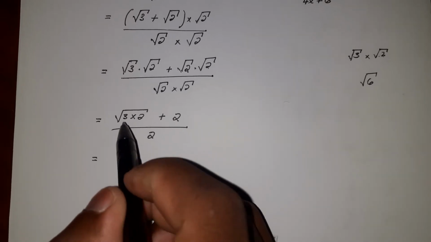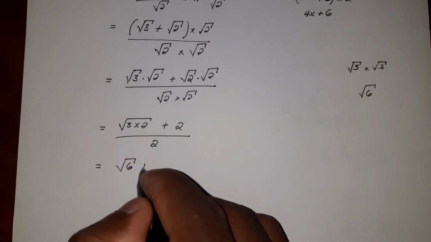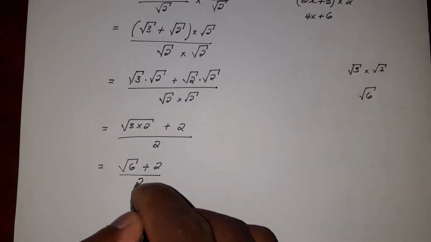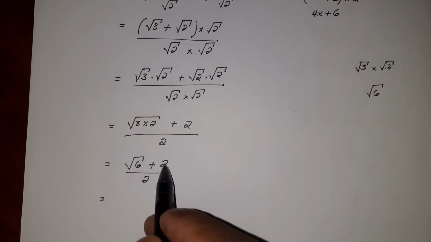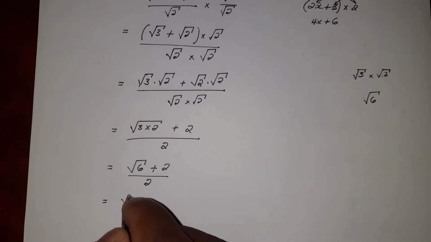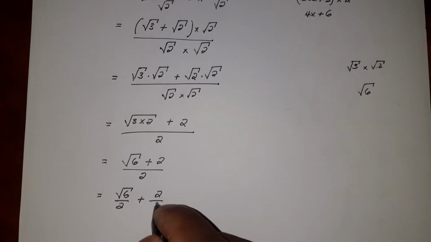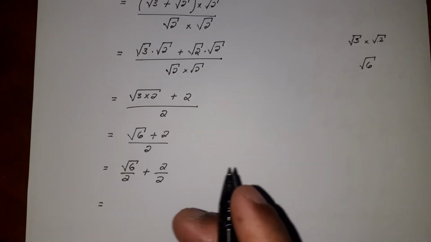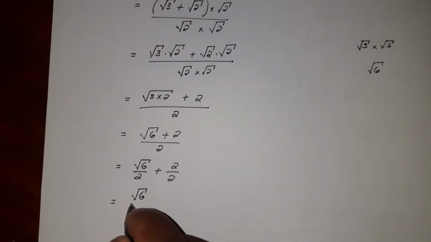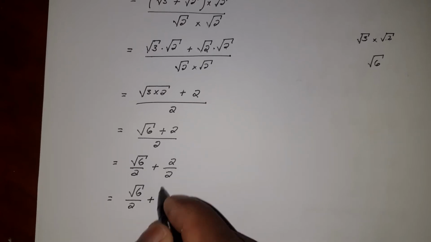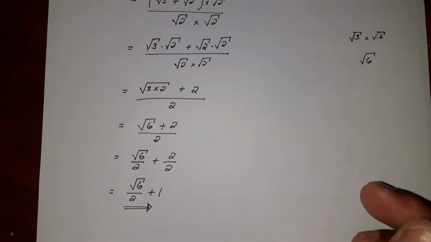Now here we have 3 times 2, we get 6. Therefore we write square root of 6 plus 2 over 2. Now here we can simplify. Since both terms are divided by 2, we can write square root of 6 over 2 plus 2 over 2. Since we cannot simplify this any further, we write square root of 6 over 2 plus 2 divided by 2 is 1. And therefore this is the answer.